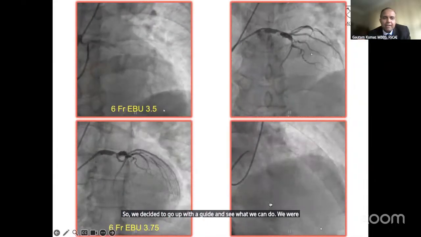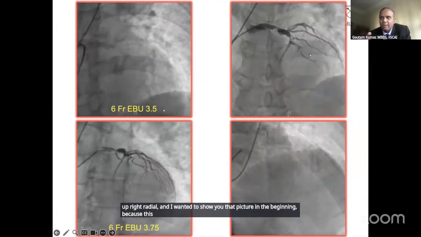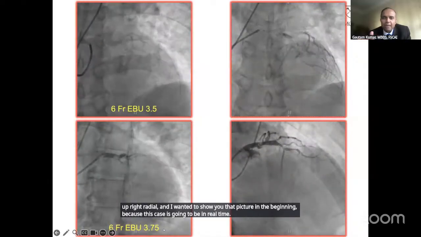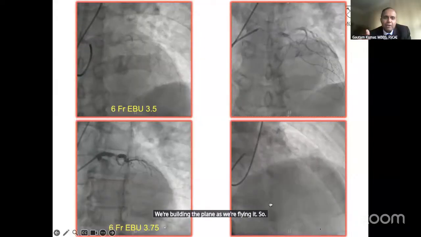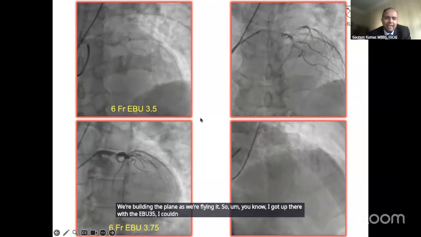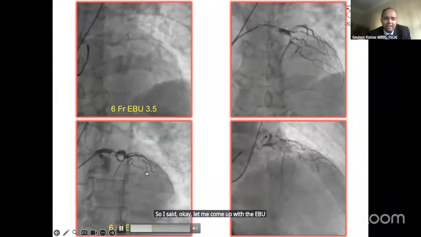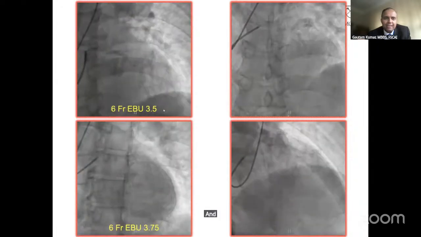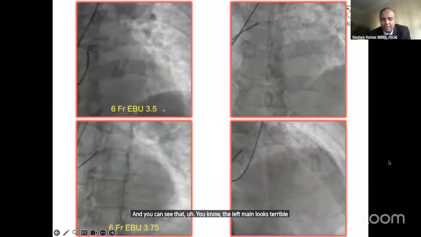We came up right radial, and I wanted to show you that picture in the beginning because this case is going to be in real time. We're building the plane as we're flying it. So, I got up there with the EBU 3.5. I couldn't get selectively engaged. So I said, okay, let me come up with the EBU 3.75. That's the second image. And you can see that the left main looks terrible in all of those images.